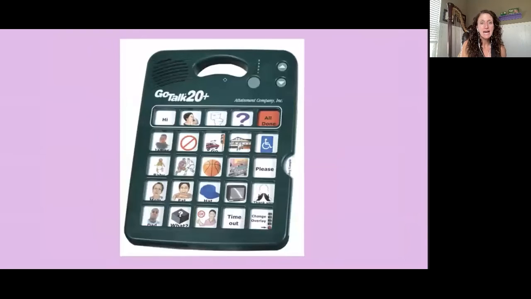This is a static device where it does have a voice. And for the Go Talks, we used to record our own voices on these. These are still for sale, and they can be nice for students who are getting started with communication. They actually used to have a Go Talk too that just had 4 buttons based on your learner's needs.